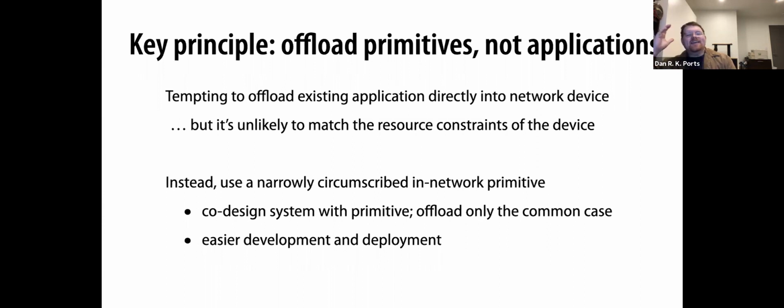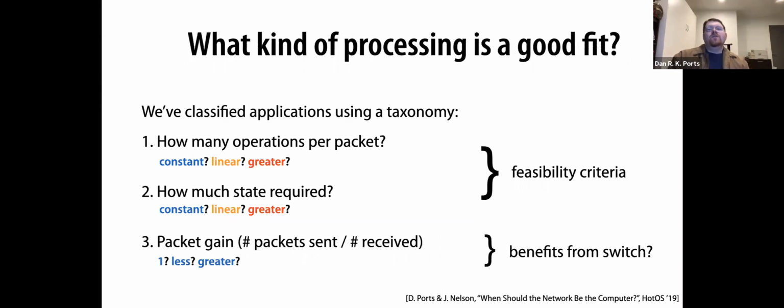So our key idea here is that we really have to take a co-design approach. We have to think about what's the smallest primitive that we could put into the network, something that we can carefully define, hopefully general to multiple applications, and put it into this device, and then build a larger system around that.